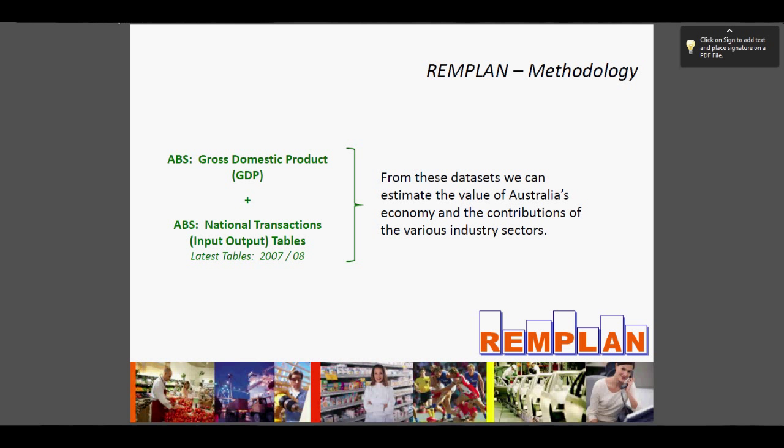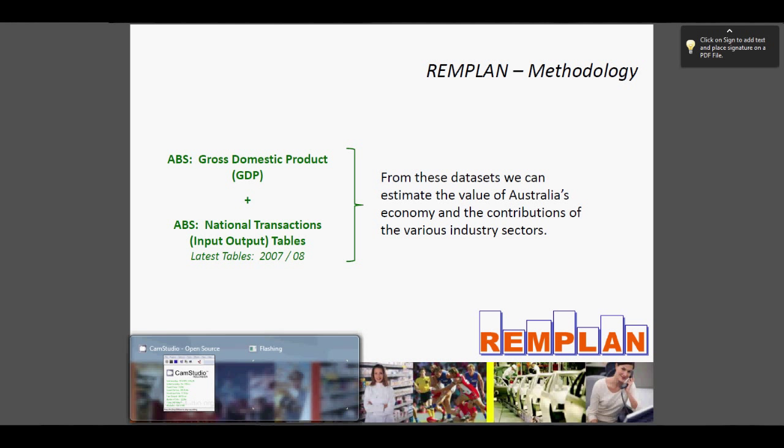Okay. So in terms of the national accounts, we're using gross domestic product, but also at the state and territory levels, gross state product. And we're also applying the national input-output tables, the latest for 2007 and 2008. And these are the ABS's latest estimates of how the whole economy is structured and how different industries make proportionate contributions to the overall economy.